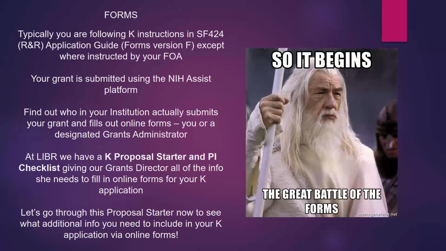So typically you're following K instructions from SF 424, the R&R application guide. This is also called Forms version F, except where instructed by your FOA. Your grant is submitted using the NIH Assist platform. Find out who in your institution actually submits your grant on Assist and fills out online forms. It could be you, but it also may be a designated grants administrator.